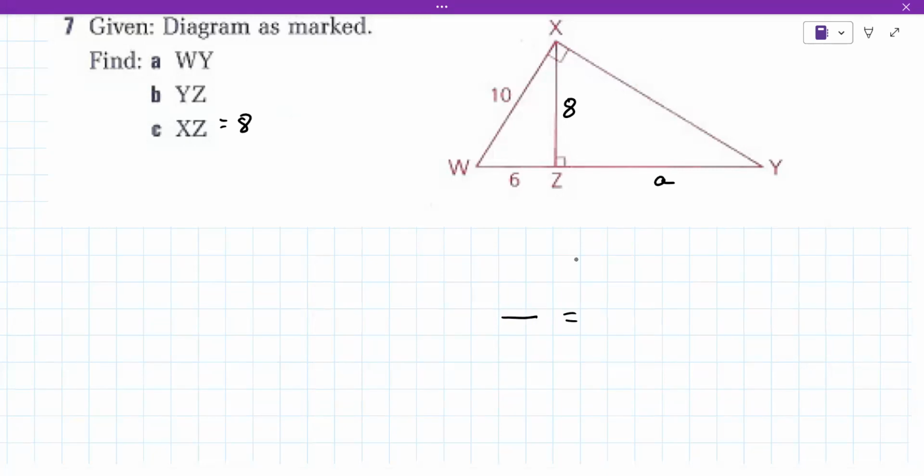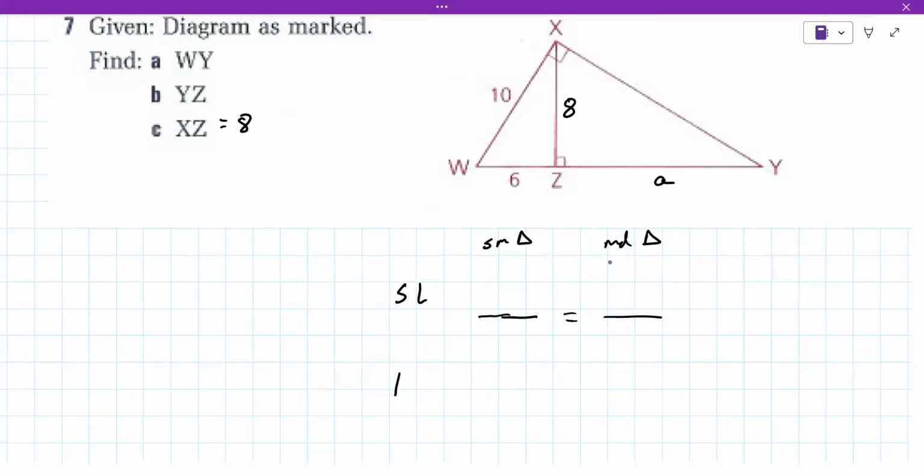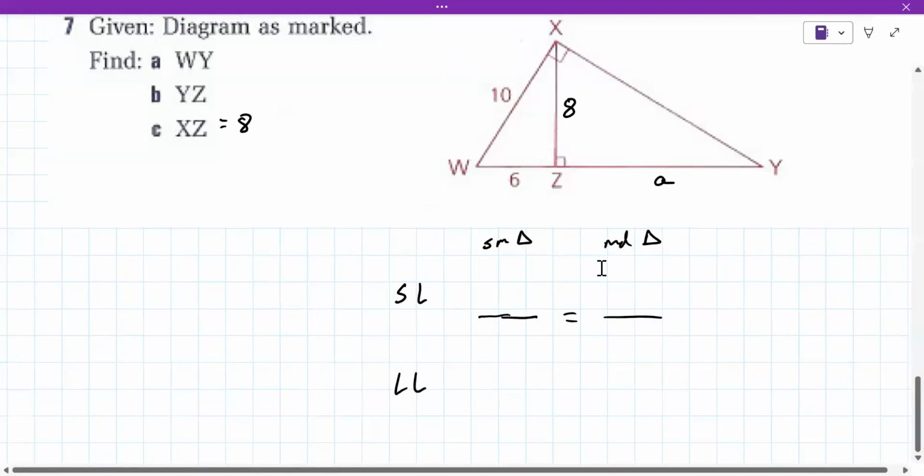It's like xw squared equals wz times wy. Wow, that's a lot to remember. I do it a little differently. I write small triangle, medium triangle, and then short leg, long leg, and you have 3 of the 4.